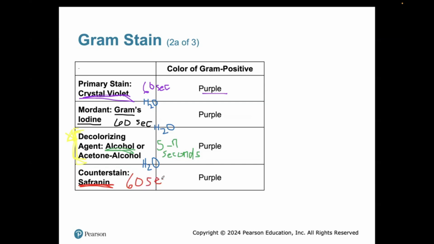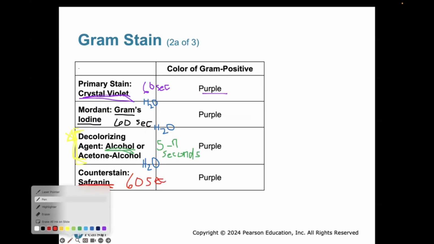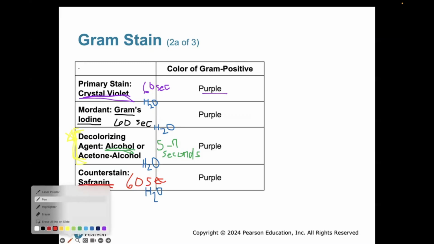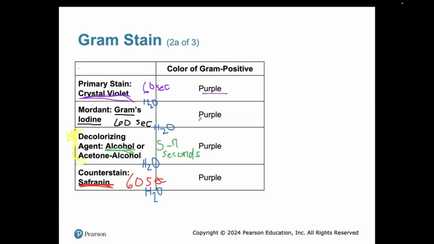Once you have finished those 60 seconds, what do you think you do? You rinse it with water until it runs clear. Note that your gram-positive bacteria are purple the whole way through: purple after adding the crystal violet, purple after adding iodine, purple after adding alcohol, and purple after adding your safranin.